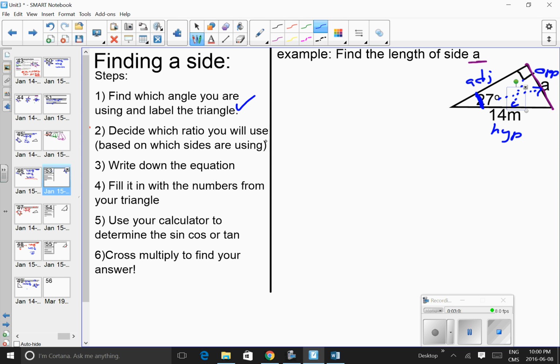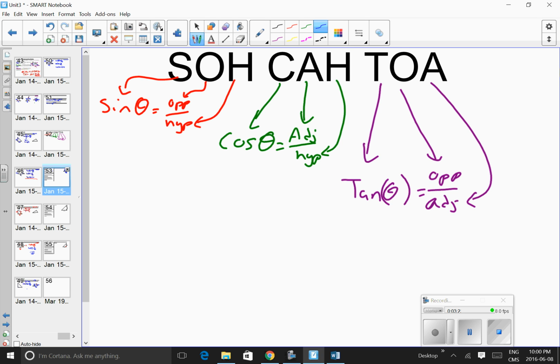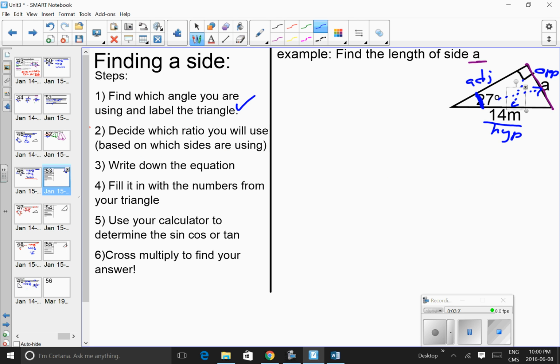Step number 2. Decide which ratio you will use based on the sides you know. Okay, so I know the 14, I know the hypotenuse, and I'm looking for the opposite. So I need something that uses opposite and hypotenuse. Hey, that's sine. Bam. I know which one I'm going to use. Step number 3, write down the equation. So I know I'm using my sine formula. Sine theta equals opposite over hypotenuse. Bam, done.